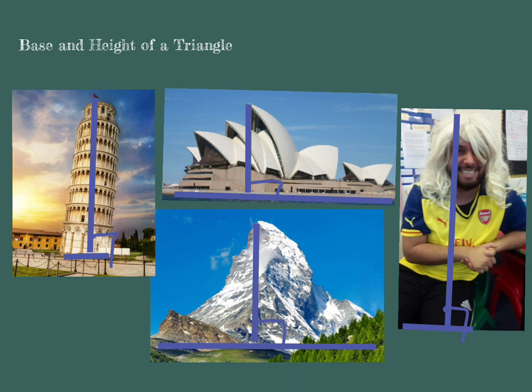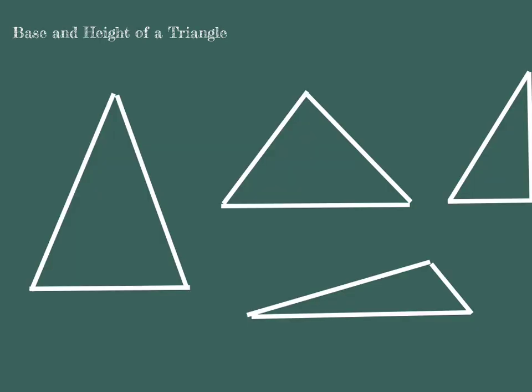Now, this is important in shape because it helps us work out the area of a triangle. So let's have a look at some triangles. So here I have some triangles. Now, the first thing I need to be able to do is know which side is which. So I'm going to label them. Let's have a white pen so I can see.